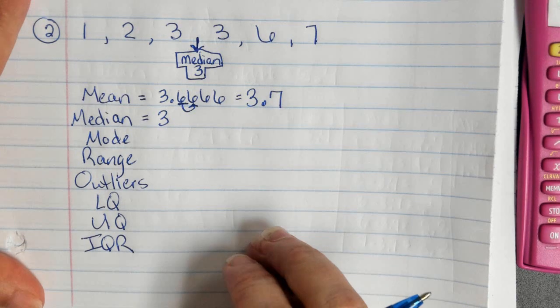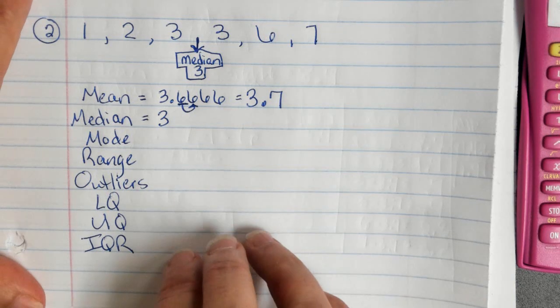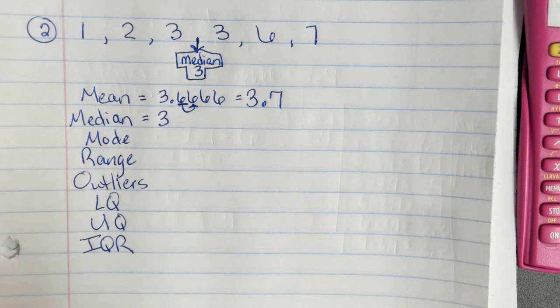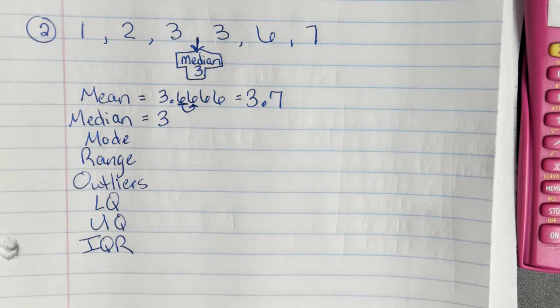Uh-huh. So, we didn't divide on number one, we didn't divide 7. That's right, because it had an exact number. Yep. If it's an odd amount of data, you're going to have that exact middle number. If it's an even amount of data, you're going to have to add and divide by 2.